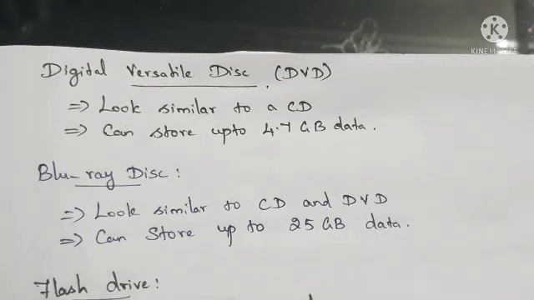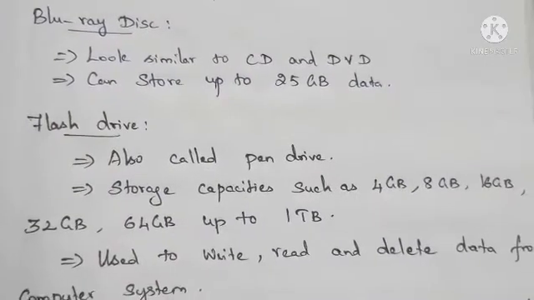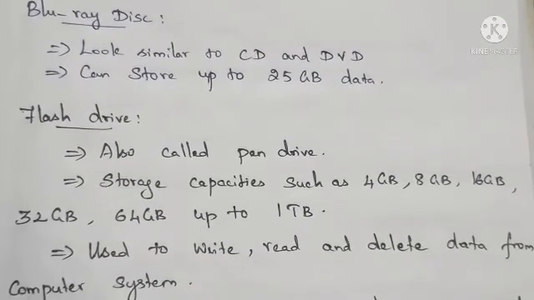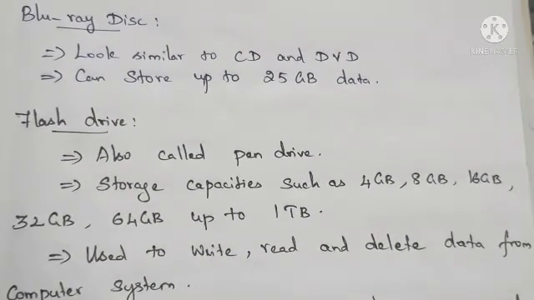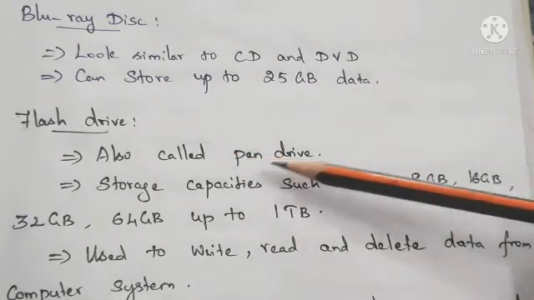And next one is flash drive. Flash drive is the next example of a secondary storage device. Flash drive is also called a pen drive.